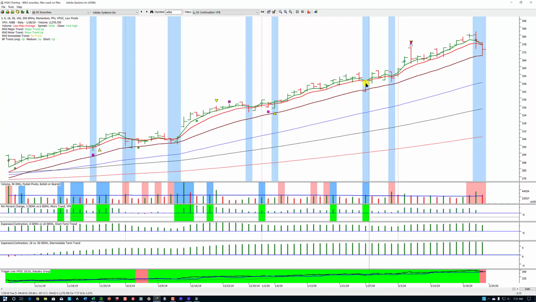So even though Adobe was down this day, it closed near the high of the range on heavier volume, which means demand was outstripping supply. You can see this didn't work because it was a negative pocket pivot, but back here was an entry point, and the 3 never did go below the 6 until yesterday. Now we're getting negative pocket pivots on this chart.